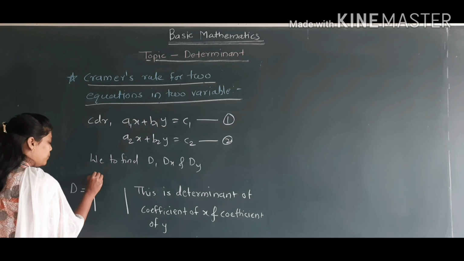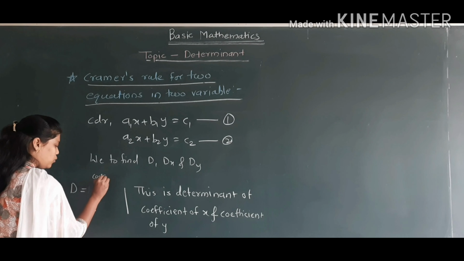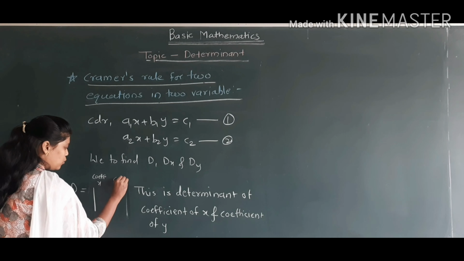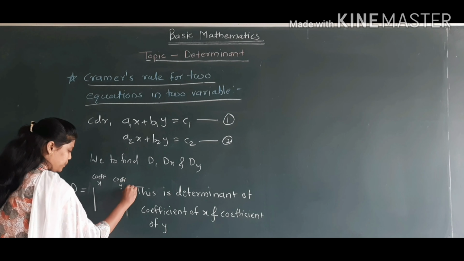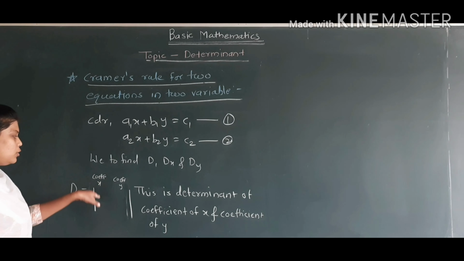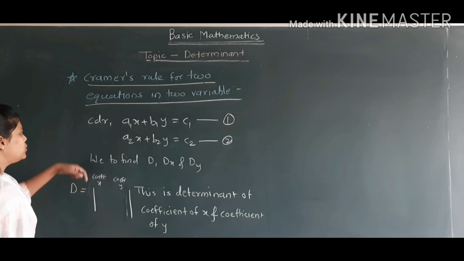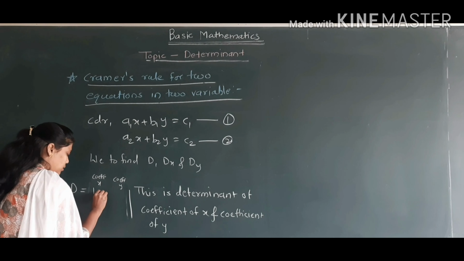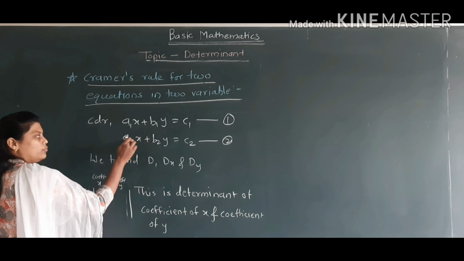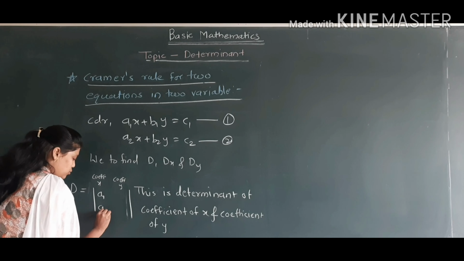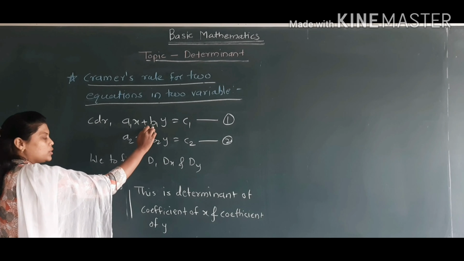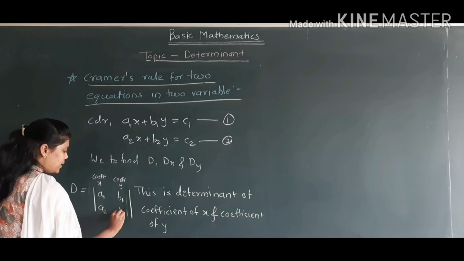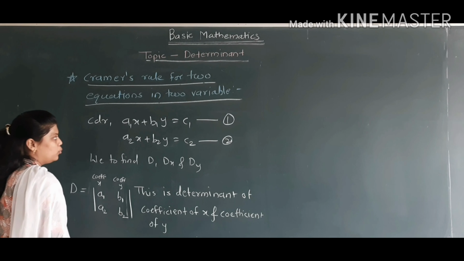In the first column, write the coefficient of x, and in the second column, write the coefficient of y. In equation 1 the coefficient of x is a1. In equation 2 the coefficient of x is a2. In equation 1 the coefficient of y is b1. In equation 2 the coefficient of y is b2.